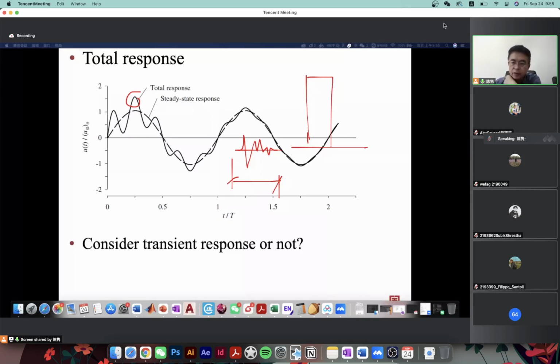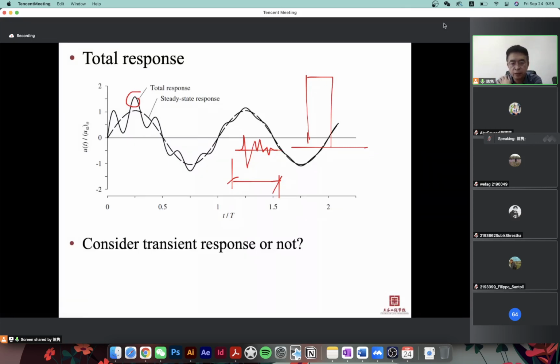And later we will study the numerical method for solving the equation of motion. The numerical method gives you the total response directly. So you don't need to worry about which is the transient and which is the steady state, because it gives you the total response. But here, for the harmonic loading, later we discuss only the steady state response. Okay, so you should be aware of this. You should be very, very clear about this.